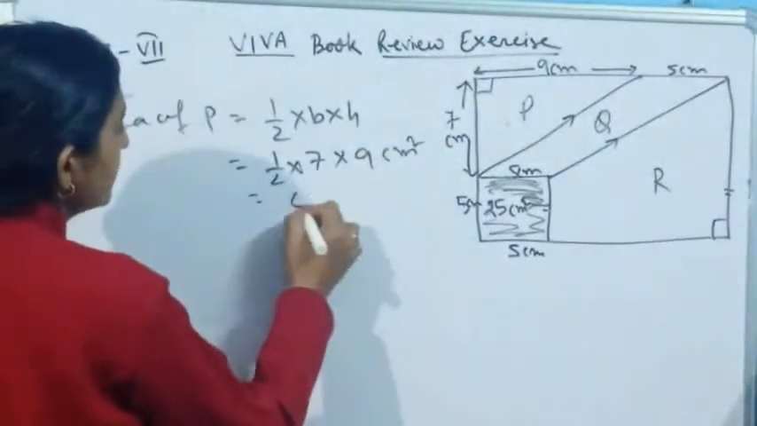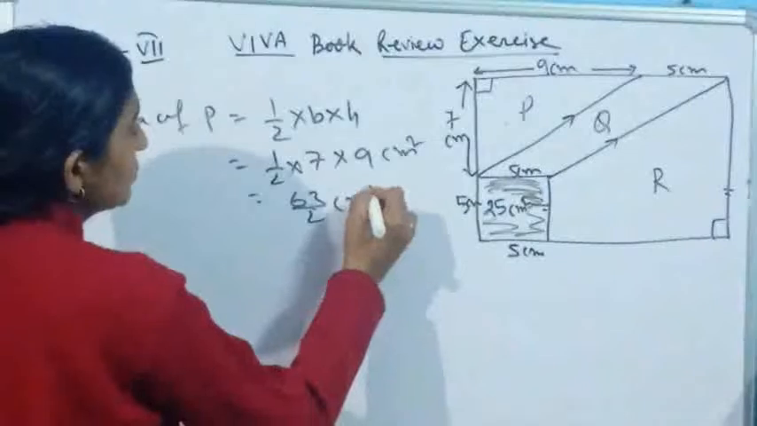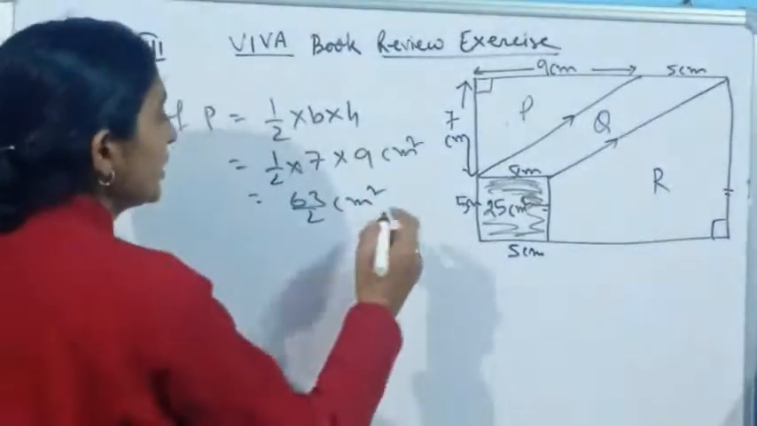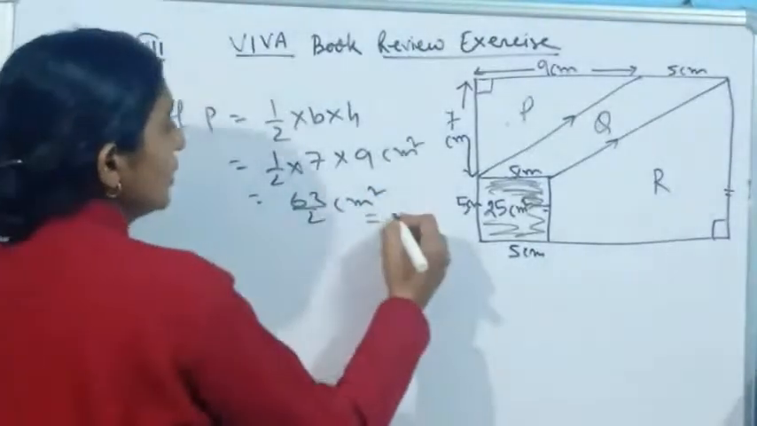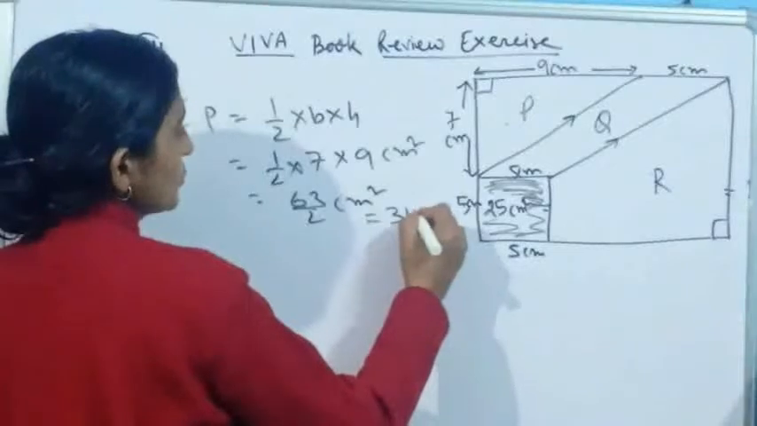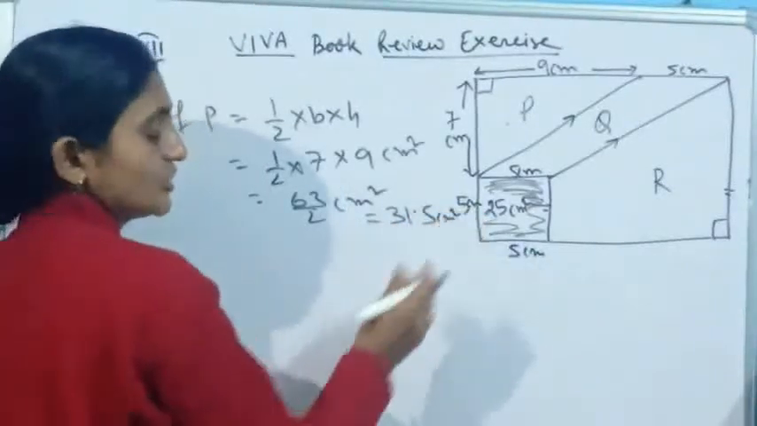So what you can write? 63/2 centimeter square. Yes, you can write this one in decimal also. What it will be? 2 3s are 6, 2 1s are 2.5, that much centimeter square.